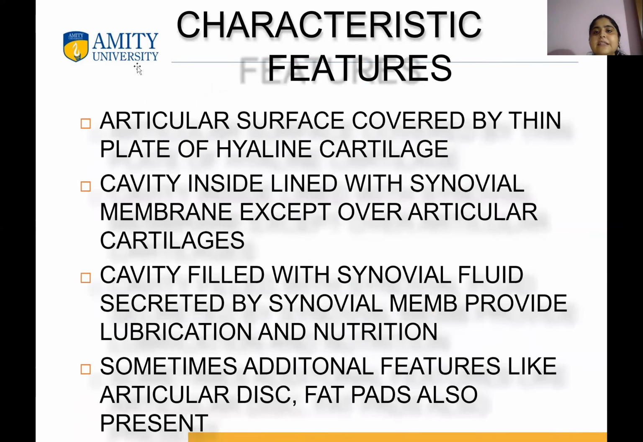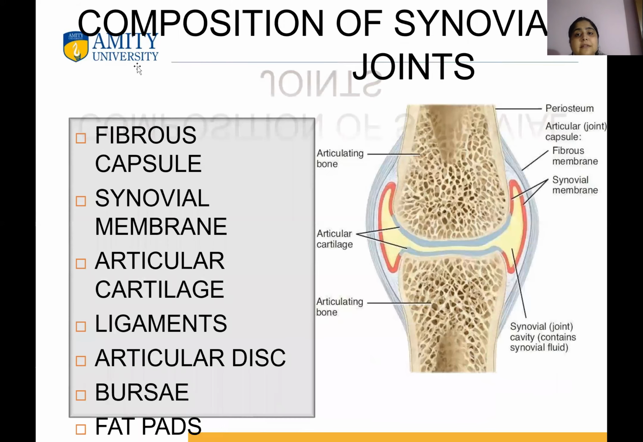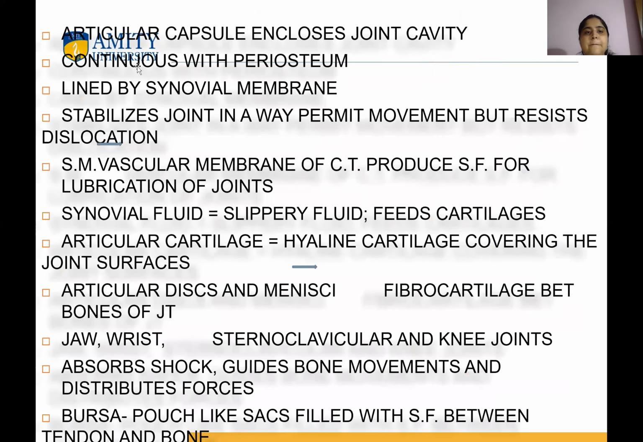The characteristic features of a synovial joint: the articular surfaces are covered by a thin plate of hyaline cartilage. The cavity inside is lined with synovial membrane, except over articular cartilages. The cavity is filled with synovial fluid secreted by the synovial membrane, which provides lubrication and nutrition. Sometimes additional features like an articular disc and fat pads are also present. Now the composition of synovial joints: fibrous capsule, synovial membrane, articular cartilage, ligaments, articular disc, bursa, and fat pads.